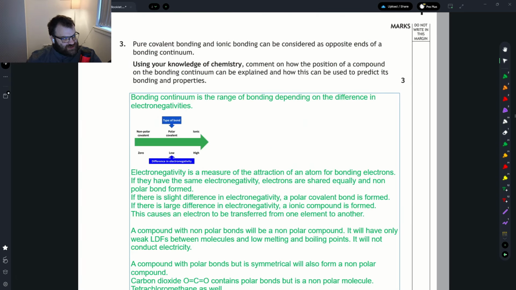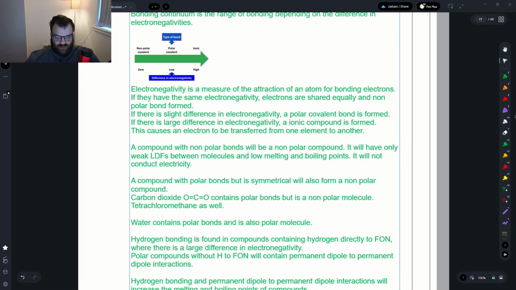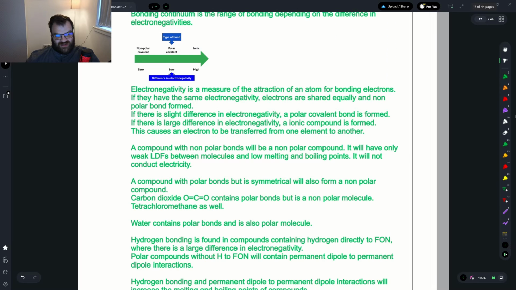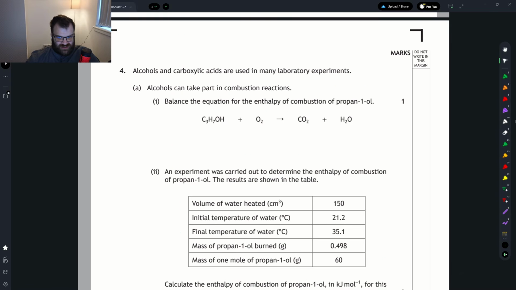As with all these questions, there are very likely other things I could have talked about. Nothing else springs to mind just now, and that should hopefully be enough to pick up all 3 marks. We need a good answer for 3, a reasonable answer for 2, a limited answer for 1, and then nothing for nothing. Next one, we want a combustion reaction.